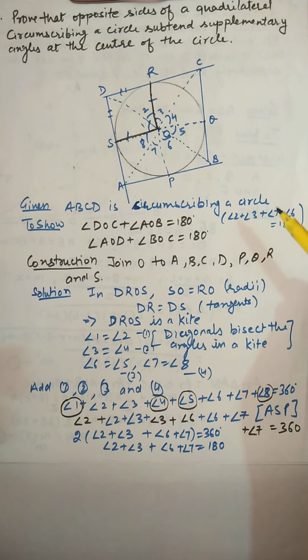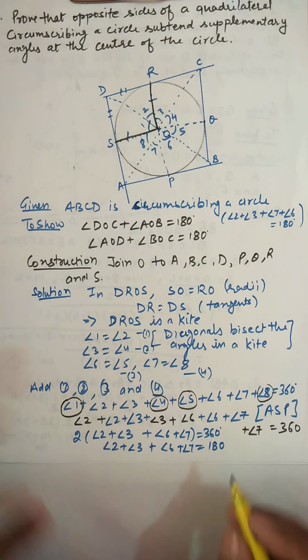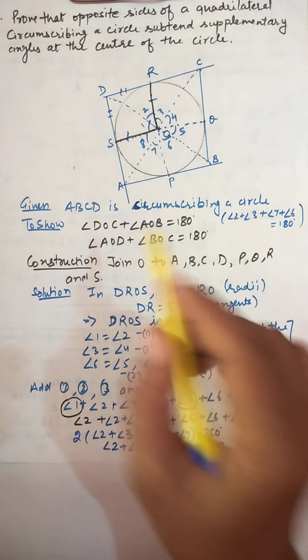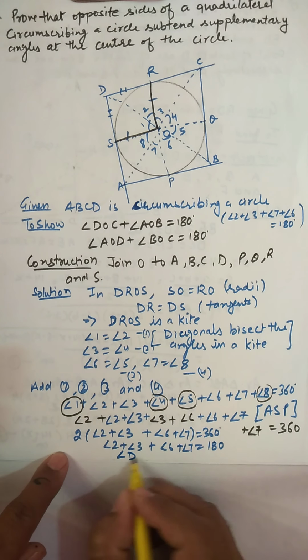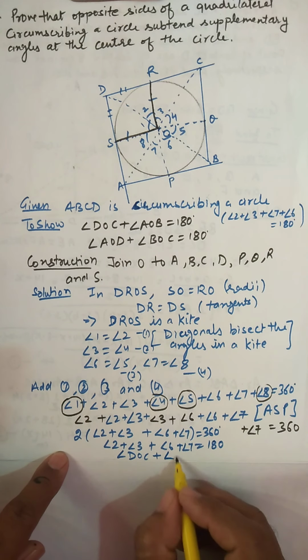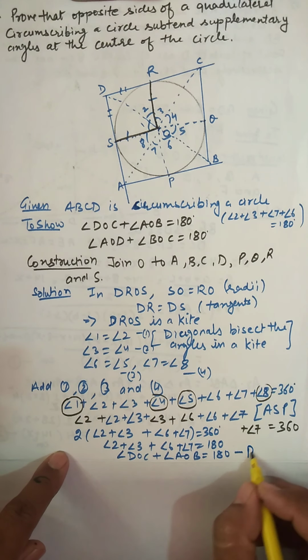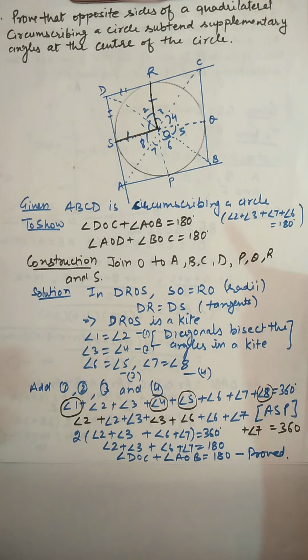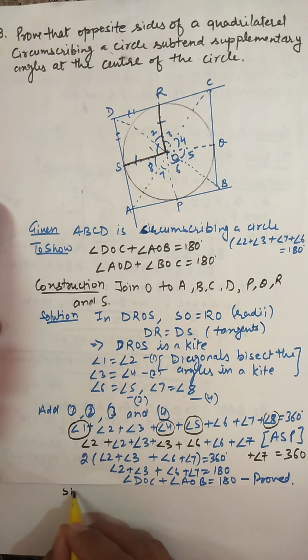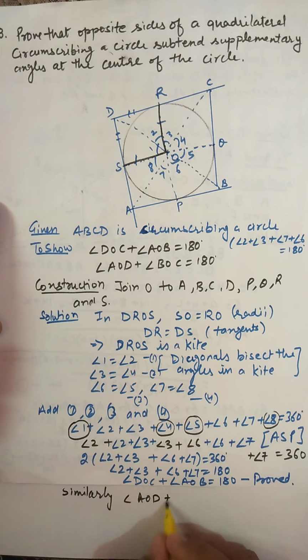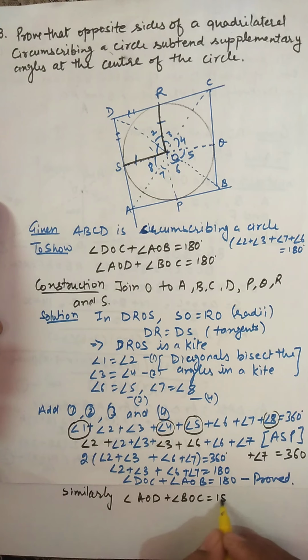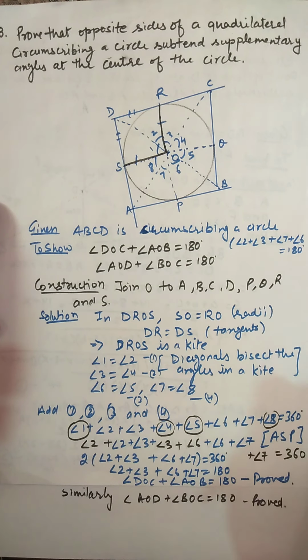So you have proved this first part, that 2 plus 3, or you can write this angle as DOC, you can mention this as DOC plus AOB is equal to 180 degrees, proved. And the second part you write similarly: AOD plus BOC is equal to 180 degrees, this you have also proved. So this way you have shown your result. Thank you.